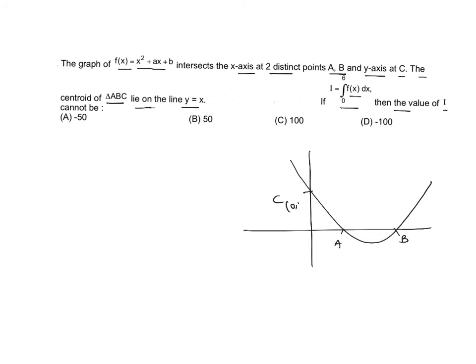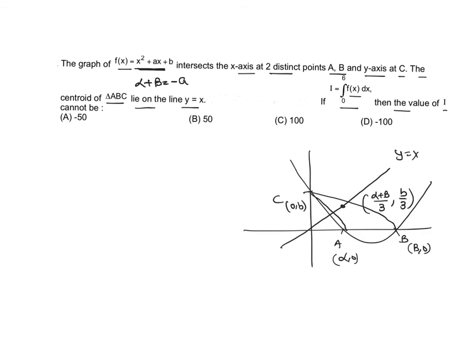C point we can write as (0, b), A point we can write as (alpha, 0), and this we can write as (beta, 0). Now this triangle is ABC, and the centroid lies on y equals x. So this point is nothing but (alpha plus beta) divided by 3, and b by 3. Alpha and beta are roots of this equation, so alpha plus beta is minus a. So the centroid will become (minus a by 3, b by 3).